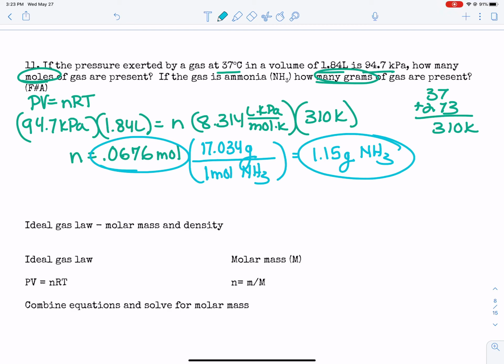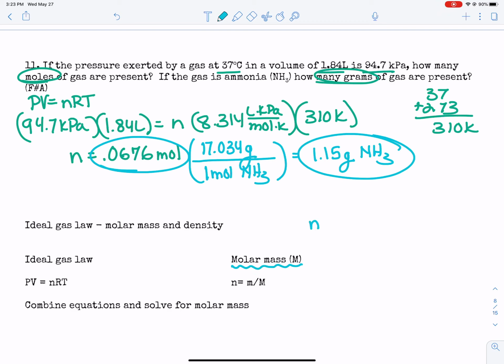So now what we're going to do is combine two of the laws here. We're going to combine the ideal gas law, and we're going to combine the formula for molar mass. Remember the formula for molar mass, or what is molar mass? That is the number of grams in 1 mole.